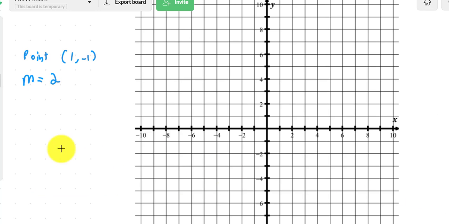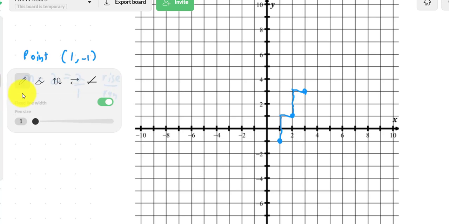Okay, so I'm going to try to find a line that has a slope of 2 that goes through the point 1, -1. So here's 1, -1, right? There's that point. And my slope is 2, but remember, this can be written as 2 over 1. So my rise is 2, and my run is 1. So if I go up 2, 1, 2, and then over 1, there's a point, right? Up 2 over 1. See how these points all fall in the same line?